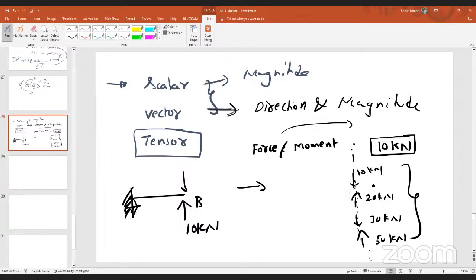But my point is that while calculating, you will not write upward 10 plus downward 20 plus downward 30. Will you write like this? No, isn't it? So it will be very difficult for us to use the direction for calculation purposes. So that's why we will assign some symbol. What is that symbol? Plus or minus.